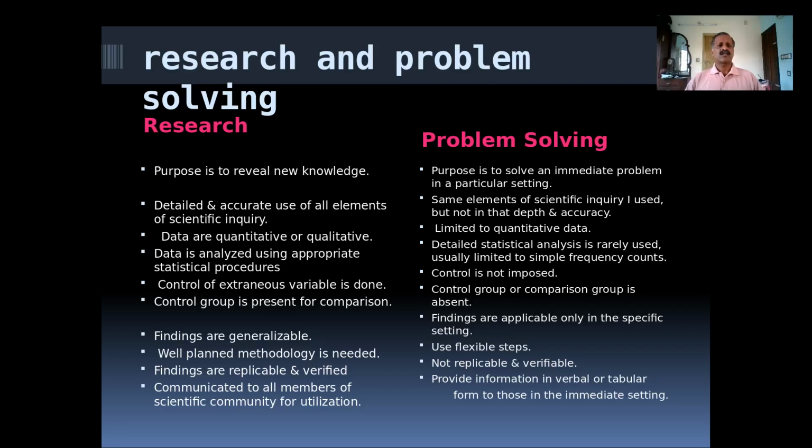Research purpose is to reveal new knowledge, but in problem solving, the purpose is to solve an immediate problem in a particular setting. And we have some research also like that. For example, we call it action research, is mainly for that. But there are certain differences between action research and problem solving. Problem solving, the purpose is to solve an immediate problem in a particular setting.